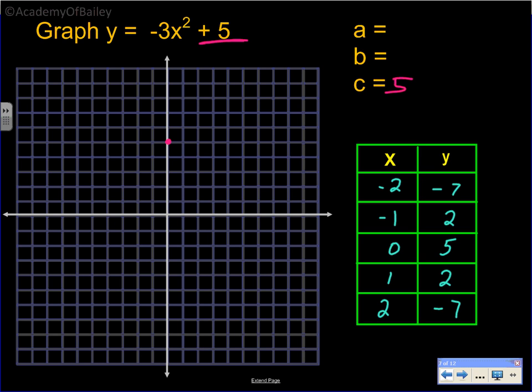The next point is 1, 2, so that means to the right 1 and up 2. Symmetric would be negative 1, 2. And then we have 2, negative 7. That's to the right 2, and 1, 2, 3, 4, 5, 6, 7 down. And the symmetric point is across, the same distance from the axis of symmetry.